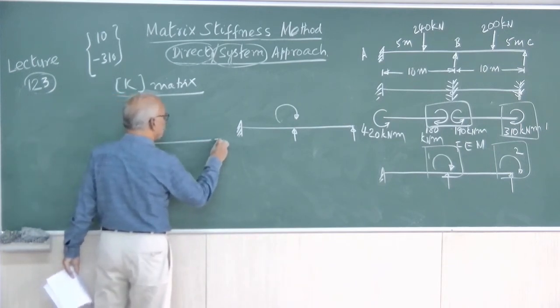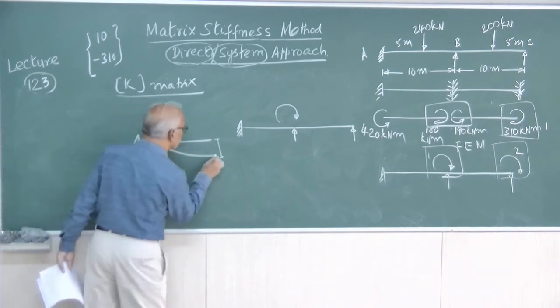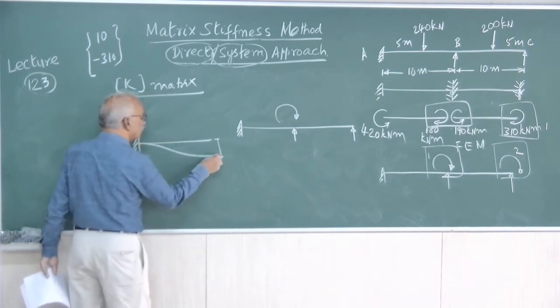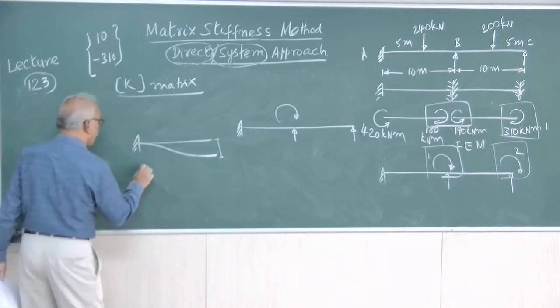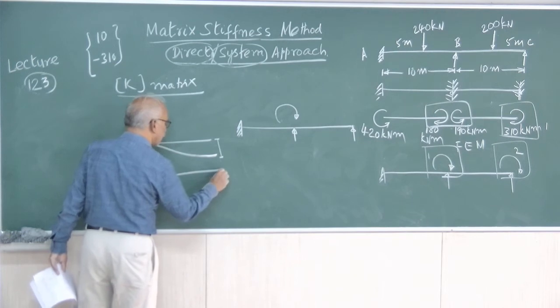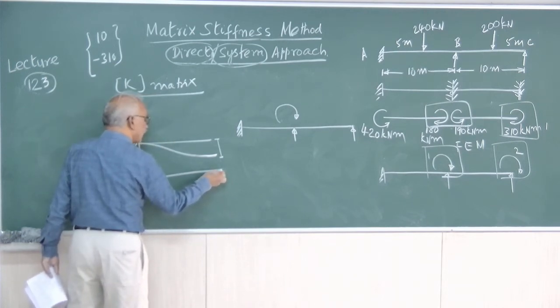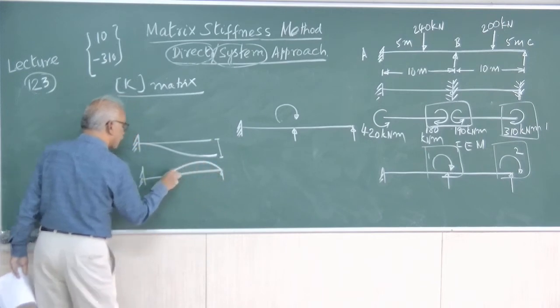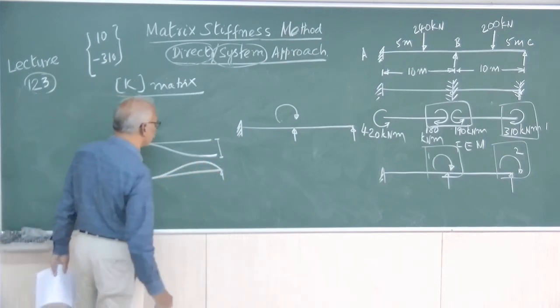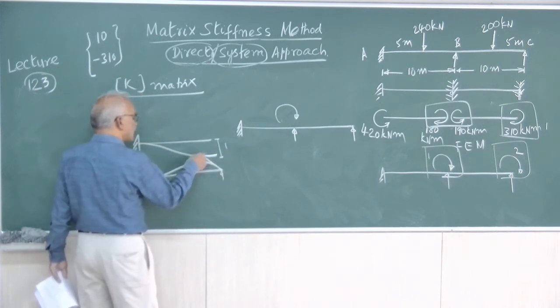suppose you allow settlement, it has to be horizontal, only settlement. There should not be any rotation for calculation of the forces. Suppose you allow rotation, we have to prevent settling. So we have to allow only rotation, and accordingly, we have to calculate the forces. So displacement equal to unity and rotation equal to unity.